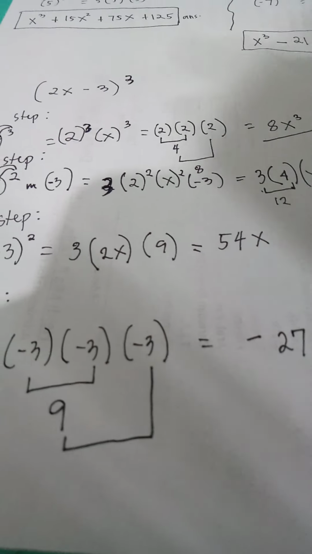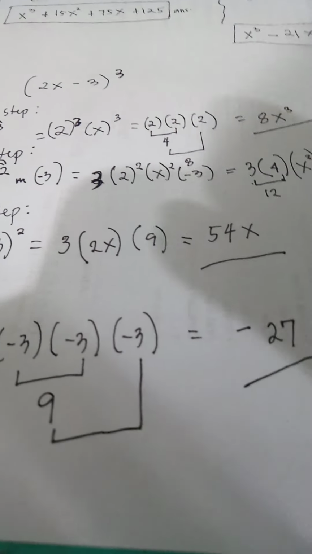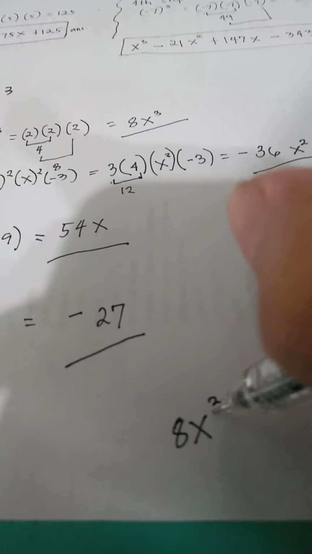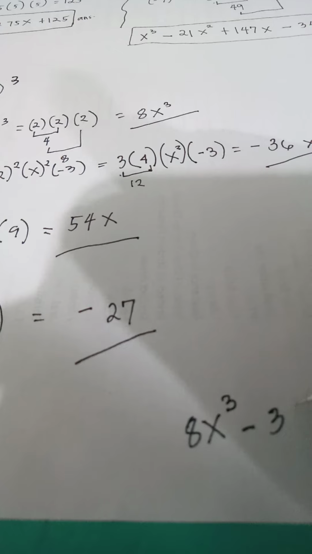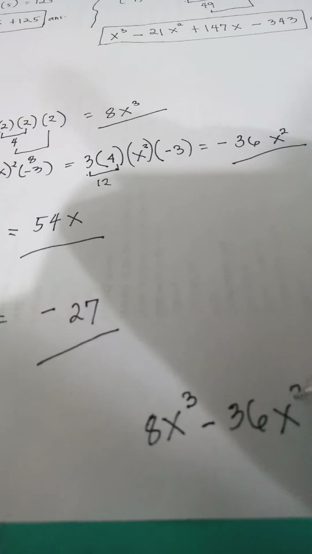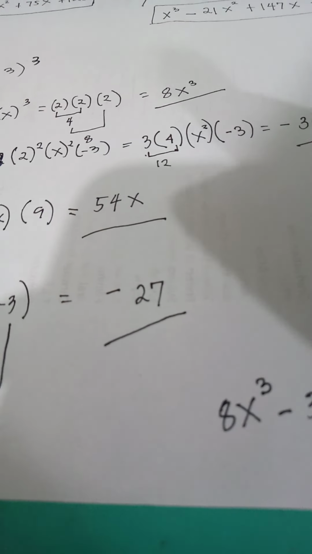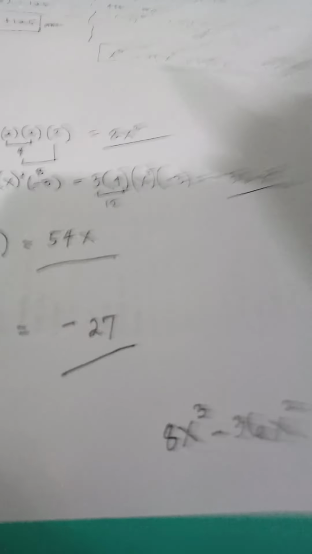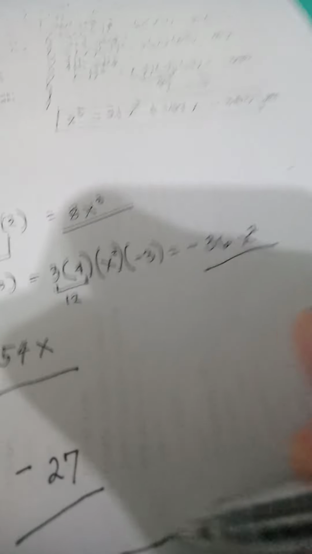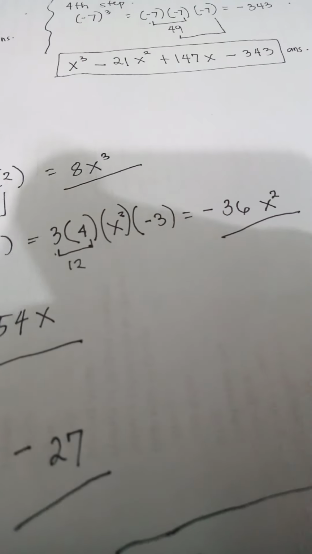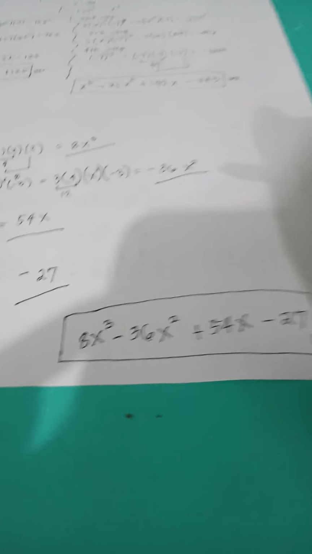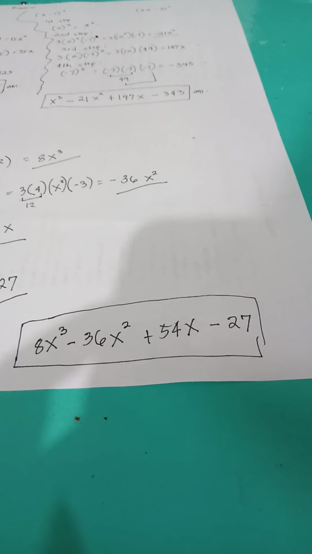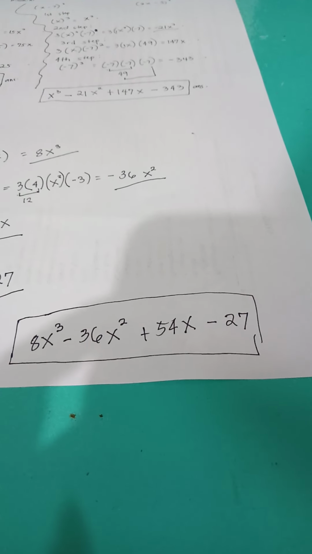So, write our final answer. We have this one, this one, this one, and this one. So, our final answer now is 8x cubed minus 36x squared plus 54x minus 27. Yan. So, that is our final answer. 8x cubed minus 36x squared plus 54x minus 27.